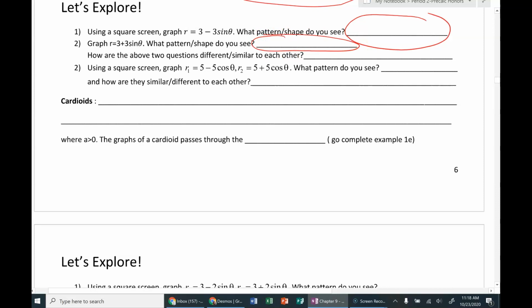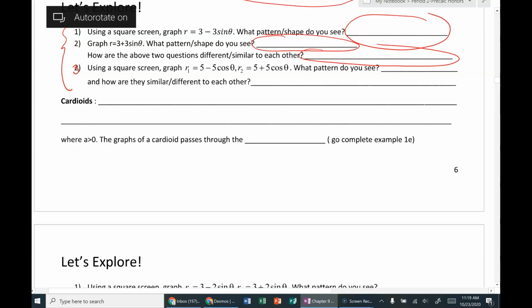How are the above 2 questions different or similar to each other? You can also fill that out, right? So all of that is really your observation of the 2 equations. Then, oh, I got 2 number 2s. So let's change that to number 3. Number 3, using a square screen, do both of that again and answer the blank spaces. So go ahead and do all of that on your own. And then once you're done with that, you can hit unpause to fill in the next part here.